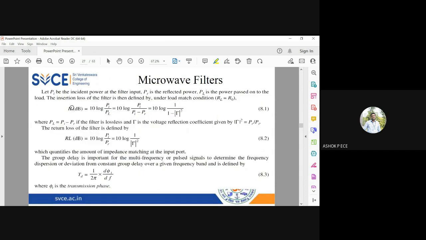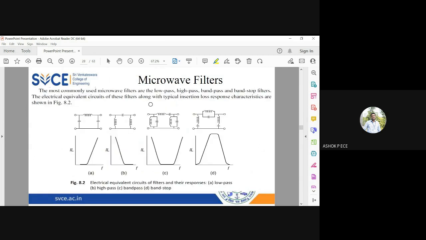So you have parameters like insertion loss. Insertion loss is the total power entering your circuit divided by the power loss happening, so Pi by PL. Return loss is how much power is incoming and how much power is reflected back, Pi by PR. And time delay is going to be 1 by 2 pi into the variation of the phase angle with respect to frequency. Phi t is the transmission phase angle, df is the frequency. So group delay. So I can find the insertion loss, return loss, and group delay using these three formulas.